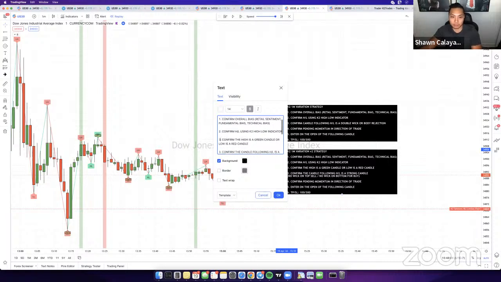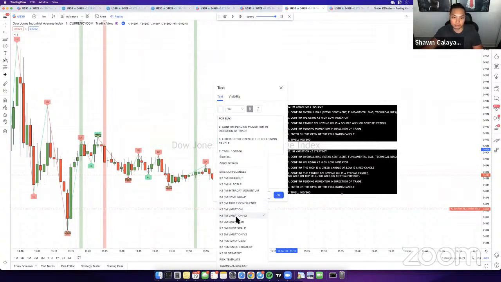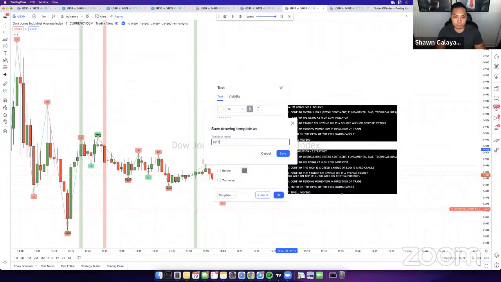So as we go along, I'll keep updating these. This is literally the same thing, there's just one difference to the requirements. So K2, 1 minute variation, K2, K2.